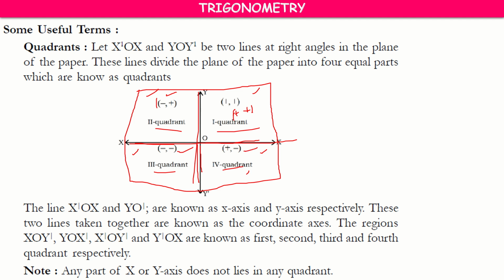And remember every time first we have to write the x value and next the y value. First is x and next is y. That is the reason we write x values first, next y values. Here x values are positive and y values are positive. That's why positive and positive. Here x values are negative, y values are positive. So negative and positive we write together. Right?